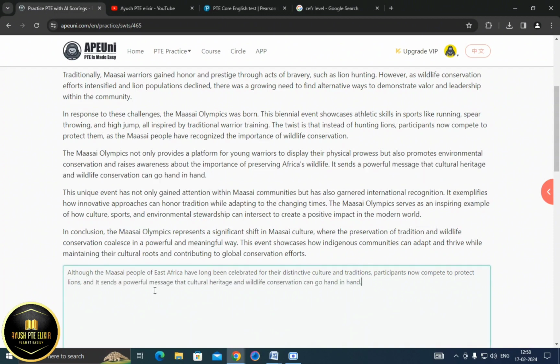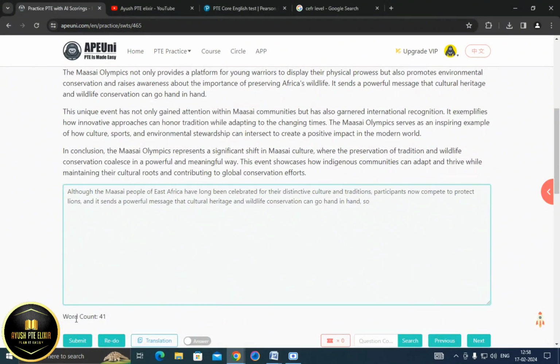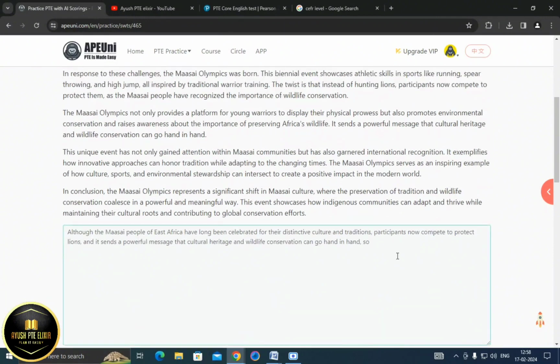This is the conclusion part of this line. So it says it sends a powerful message that cultural heritage and wildlife conservation can go hand in hand, and don't use personal pronouns like I, you, we, and then use 'yet' at the end, like this unique event has only gained attention with Maasai. The Maasai Olympics serves as an example of how sports can intersect. Now the Maasai Olympics. So yet, or if you have extra words, let me count, these are 41 for the moment. You can check the word count at the bottom of your screen in the real exam as well. So you can directly jump over to the 'so' line: although line, comma line, and line, so line.